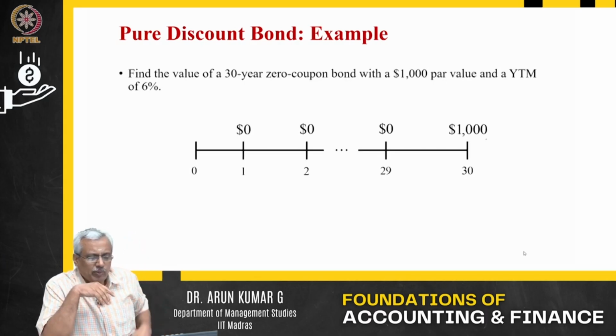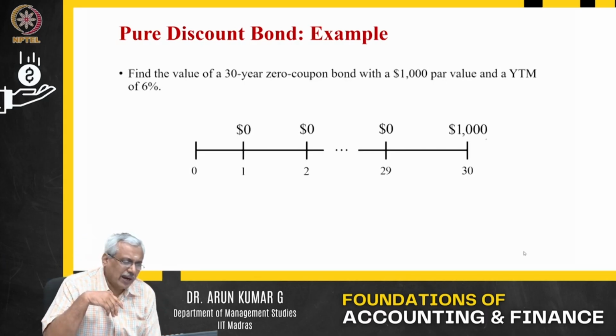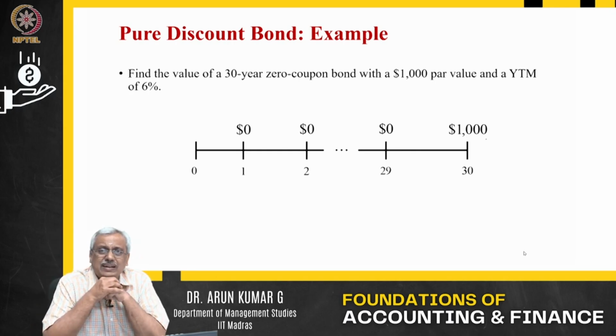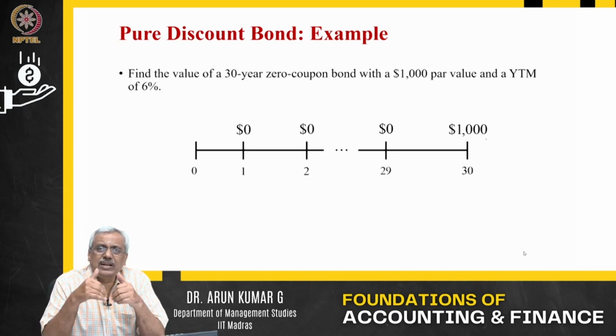A 30-year zero coupon bond, 1000 is the par value. YTM is 6%. That yield to maturity today in the market is 6%. So what is the price at which you will buy this bond? 1000 divided by 1 plus 6% to the power of 30. That's all.